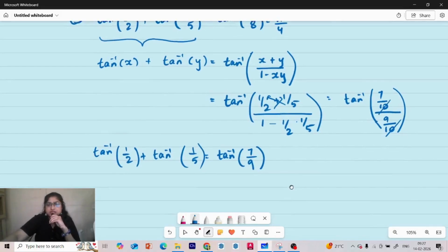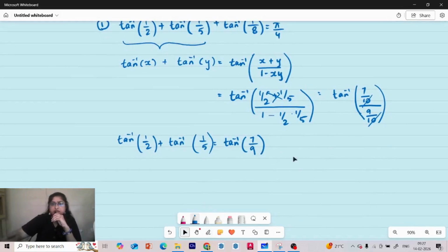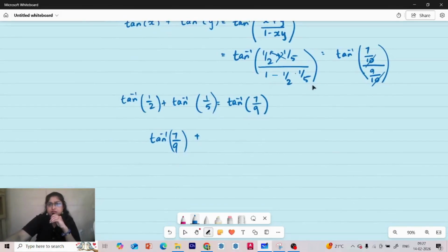All right, so let's replace it in the question. Instead of these two terms we are just writing tan inverse of 7 by 9, and there's one more term. What is that term? What was given in the question: tan inverse of 1 by 8. So we are rewriting our given question like this.